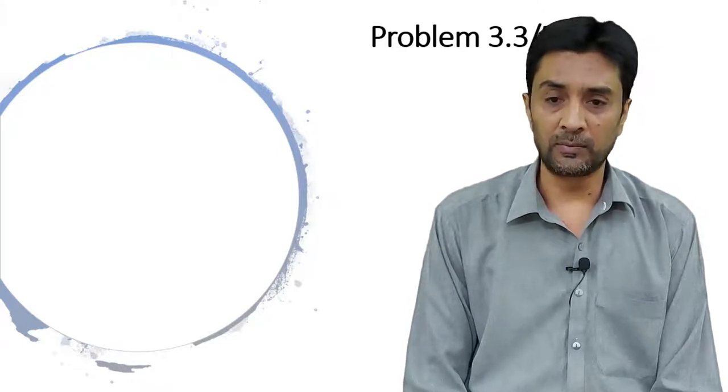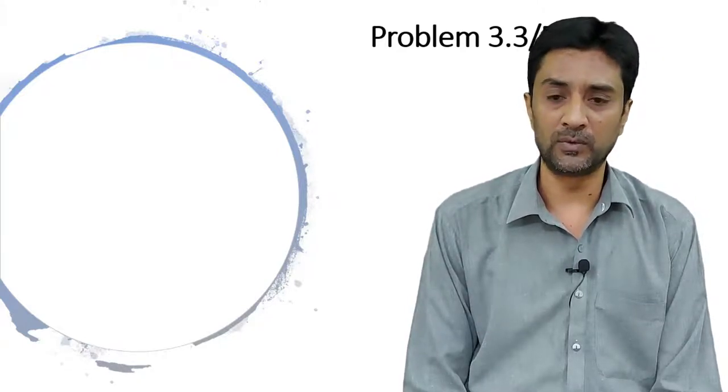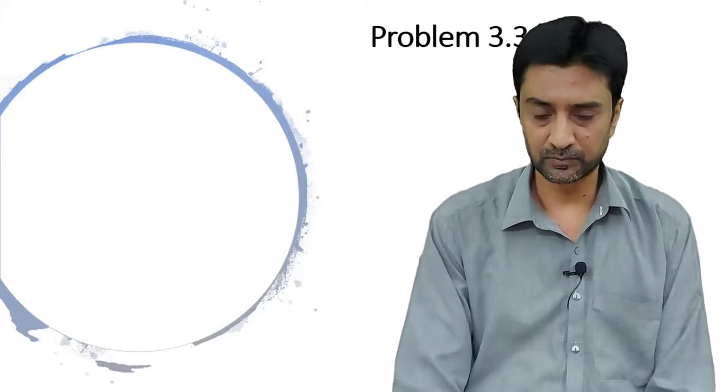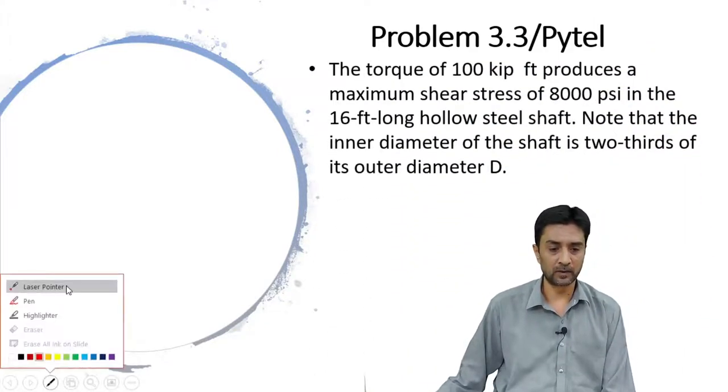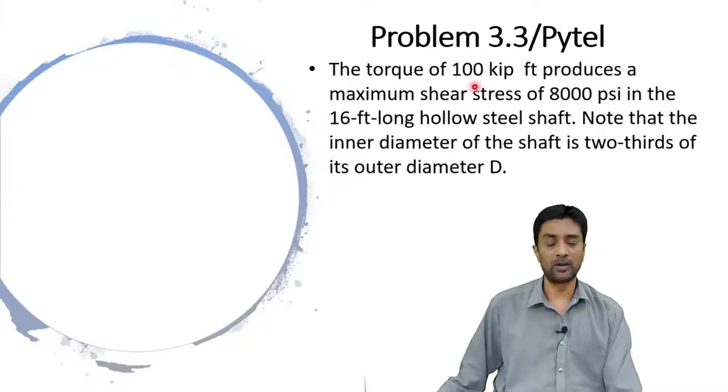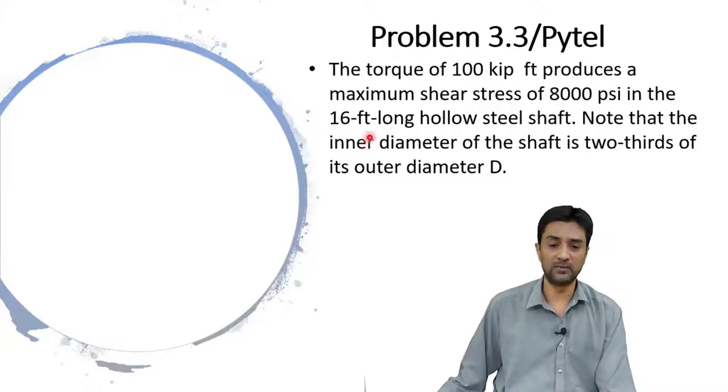So let's start. This is problem number 3.3. I've chosen this from the Python book. As far as the description is concerned, this says that the torque of 100 kip-ft produces a maximum shear stress of 8000 psi in the 16 feet long hollow steel shaft. So you should be expecting a hollow steel shaft, and this particular shaft is 16 feet long, and this torque of 100 kips produces a maximum shearing stress of 8000 psi.